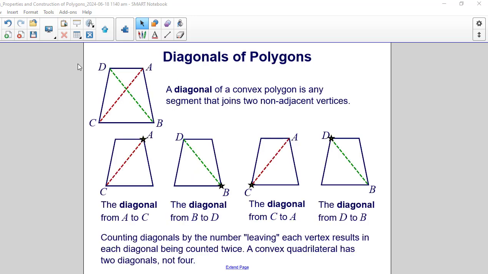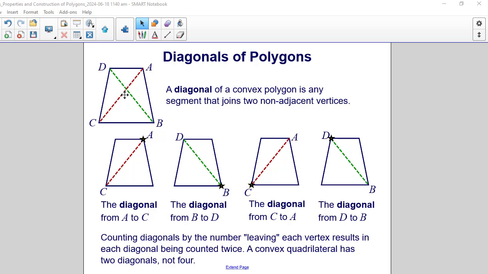Diagonals of a polygon. A diagonal of a convex polygon is any segment that joins two non-adjacent vertices. Let's talk about some of the big words in here and break them down. First of all, talk about the word convex. Convex means that every point inside of a polygon can be connected without going outside of that polygon.